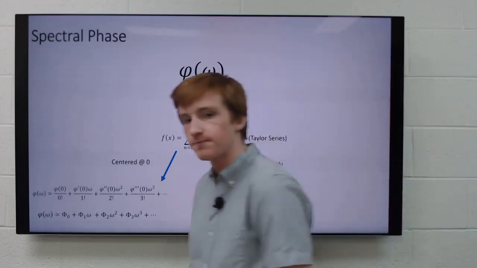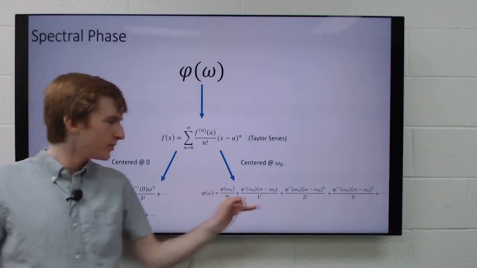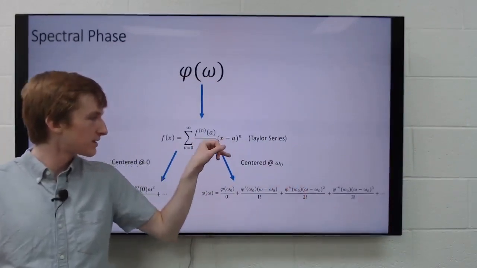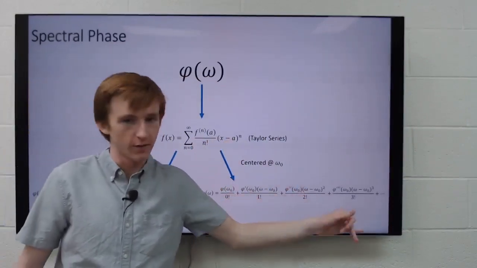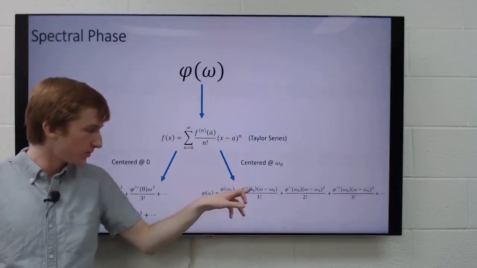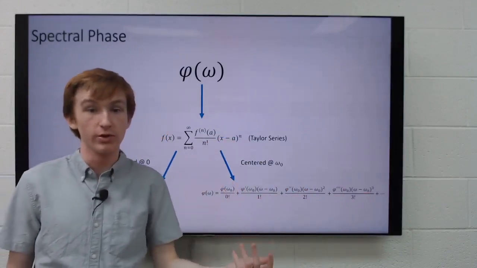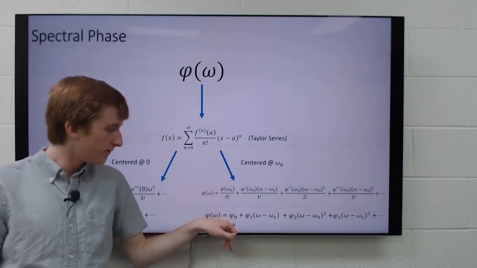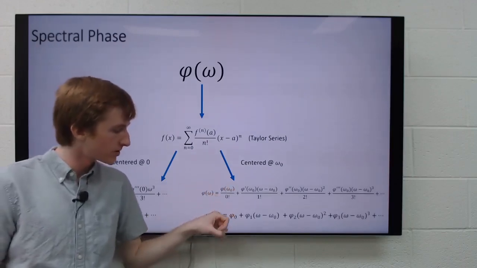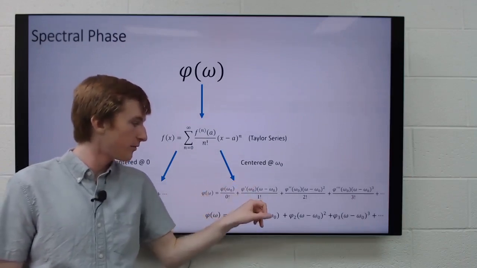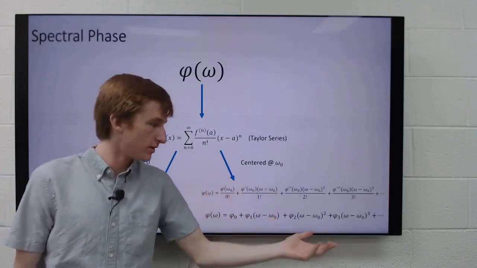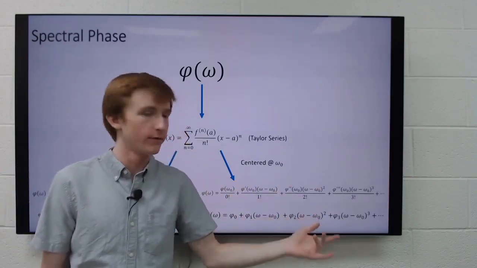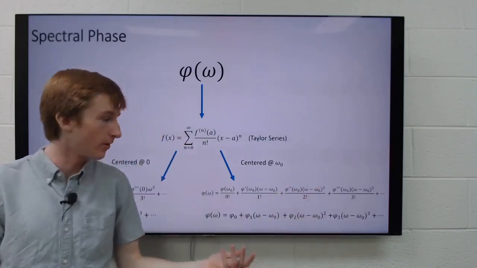So if we try that, you get this. A little bit more complicated because you have this x minus a, so it's omega minus omega naught. But again, we pull the same trick. We take all these constant terms and we redefine them. Right? So now we can say phi naught is phi of omega naught divided by 0 factorial. Phi of 1 is phi prime of omega naught divided by 1 factorial, and so on and so forth. So phi sub n is the nth derivative at omega naught divided by n factorial.